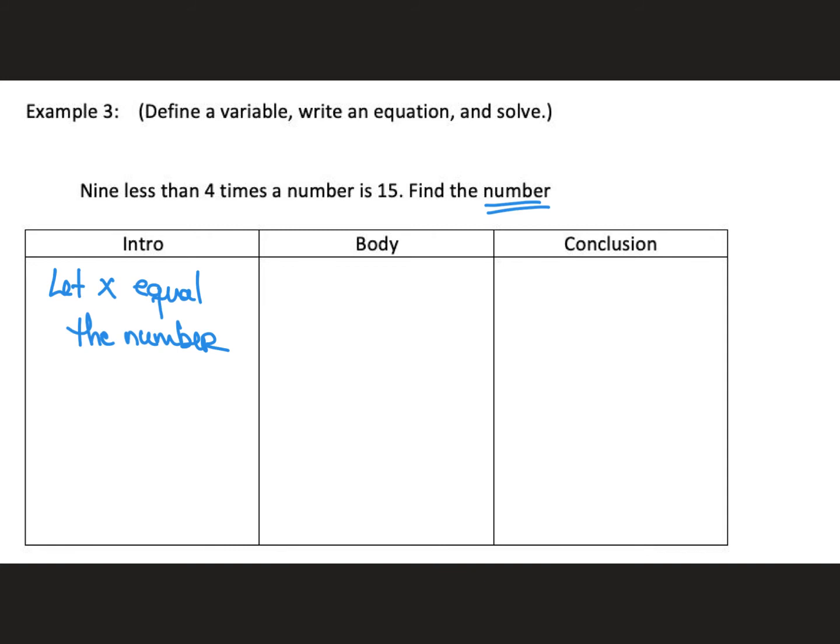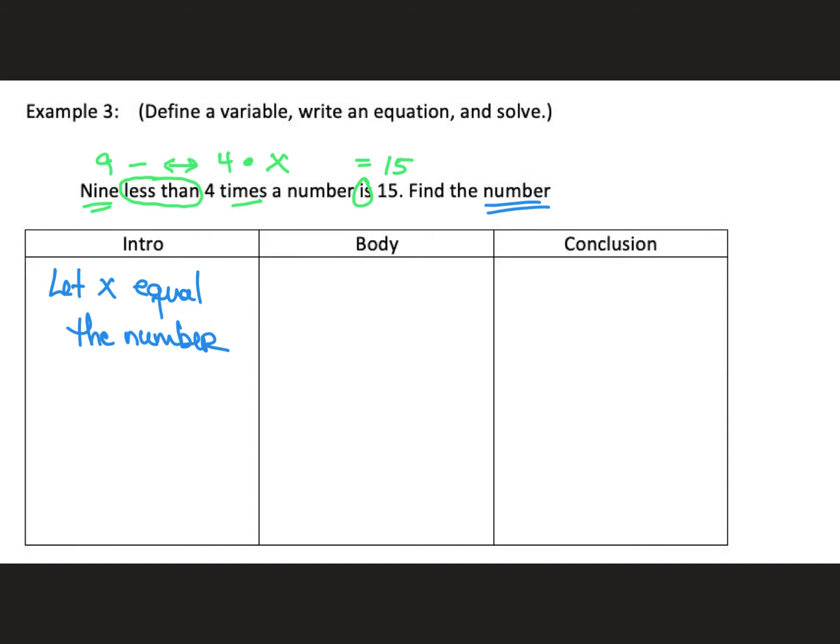So we have 9. And here we have less than. So less is subtract. But if you remember, than tells us to switch places. So that's how I have the arrow back and forth. And I'll explain a little bit further with that in a second. Then we have 4 times is multiplication. A number, our number is x. We have is, which is equals, and then we have 15.